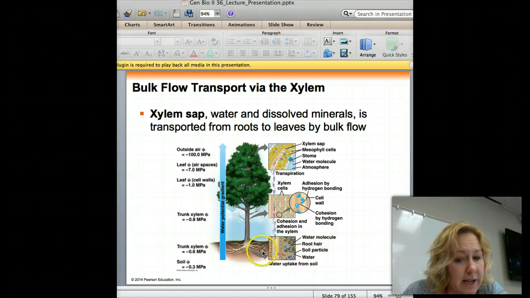We're doing this down here. We've got the little root cells. We got water uptake from the soil. So water's going in to dilute the root, right? Water's going in, and then it's just coming right up to the top.